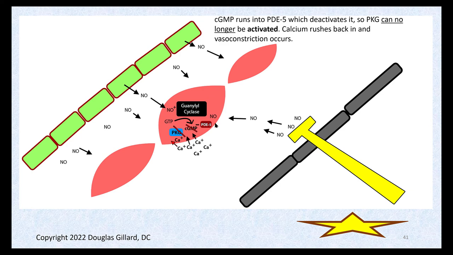Let's look at it again. Here's PDE5 running around, and it finds cyclic GMP and binds to it and shuts that down. Without cyclic GMP, PKG won't work. Without PKG on, there's nothing to kick calcium out of the cell, so calcium pours back in. The cell contracts, the lumen decreases in size, and proper blood flow now goes through the capillaries, and the distal capillary now sucks the interstitial fluid out of the corpora cavernosa and back into the venous system, and the erection decreases.